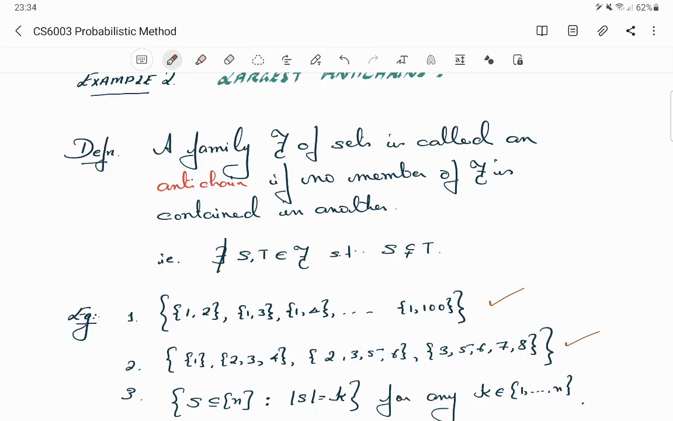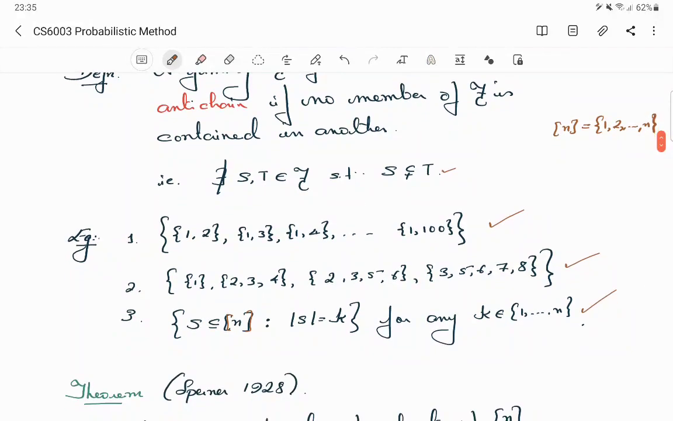Now, a very nice way to construct an antichain is to take a ground set of {1, ..., n}. By the way, I hope this notation is familiar to you. This notation means the numbers 1, 2 all the way up to n. So you take all the subsets of this set which are of size k for some k in the valid range. So these are all k-sized subsets of {1, ..., n}. I claim that that's an antichain, right? Why? Because if two sets are of the same size, one cannot be a proper subset of the other. So this relation is easily verified. So these are some examples of antichains.